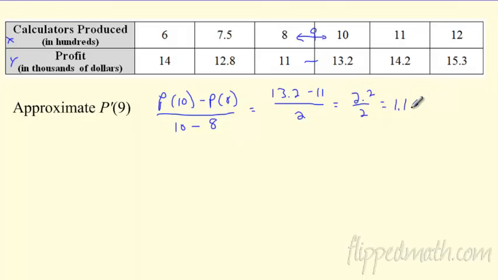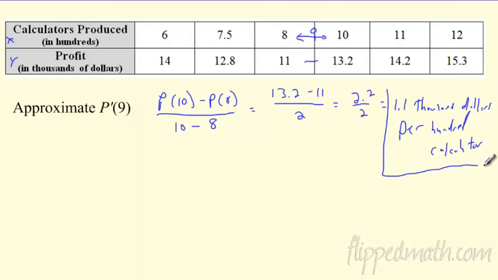So this would be every 1.1 thousand dollars. That's the y per what? Per the x, which in this case is calculators, and they're in hundreds, per 100 calculators. So hopefully your handwriting is nicer than mine. But that is it. So we've really got to focus on labeling these things. This is hugely, hugely important. So it's a change in y over the change in x.